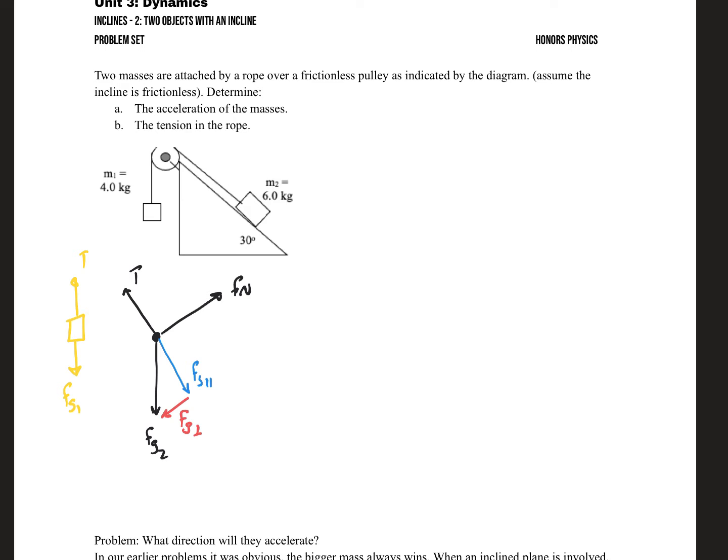Once again, there's no friction, so we know that the tension and the parallel force are the only things acting on it. For the acceleration, we need to figure out what A is. Using the free body diagram of the first one, we have tension minus Fg1 equals M1A, using Newton's second law: the sum of forces in the x direction is mass times acceleration in the x direction. But there's kind of a problem: we don't know which way the mass is going.